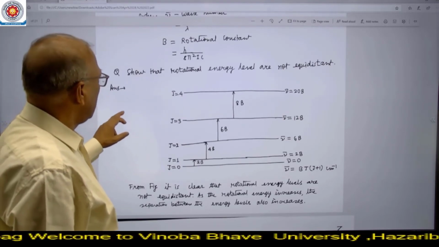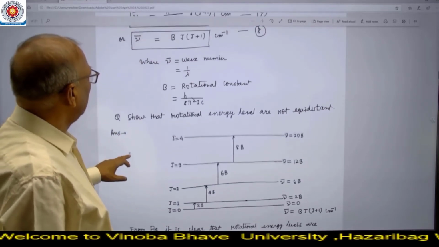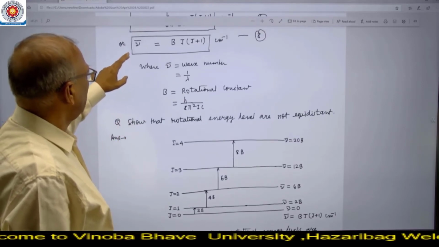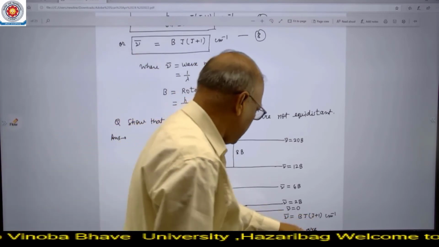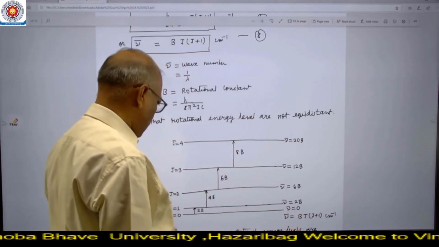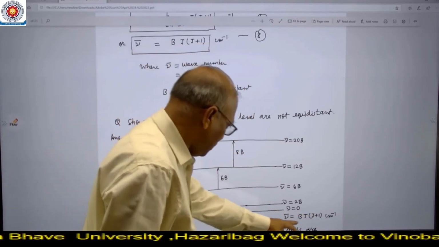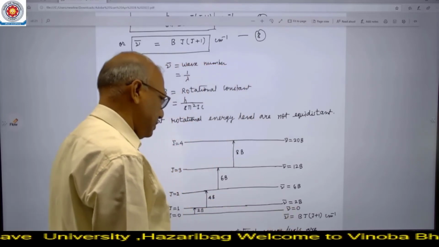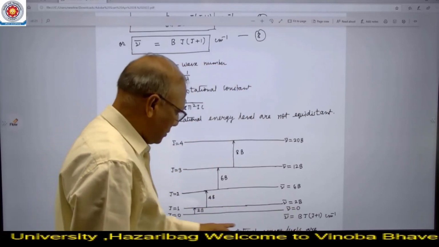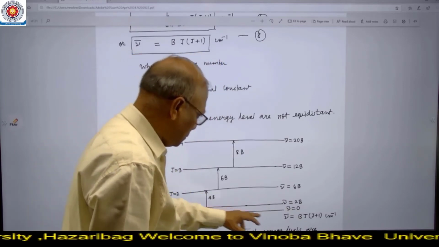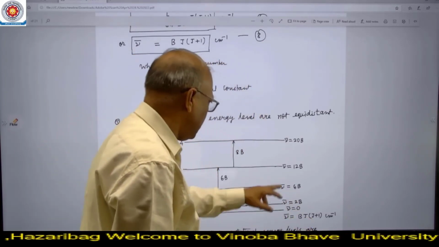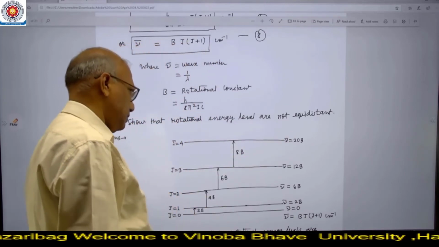And just now we have derived the expression for nu bar. Nu bar is equal to BJ(J+1) per centimeter. So if we put J equal to 0, then nu bar becomes 0. If we put J equal to 1, then it becomes 2B. If we put J equal to 2, then it becomes 6B, then 12B, and 20B.